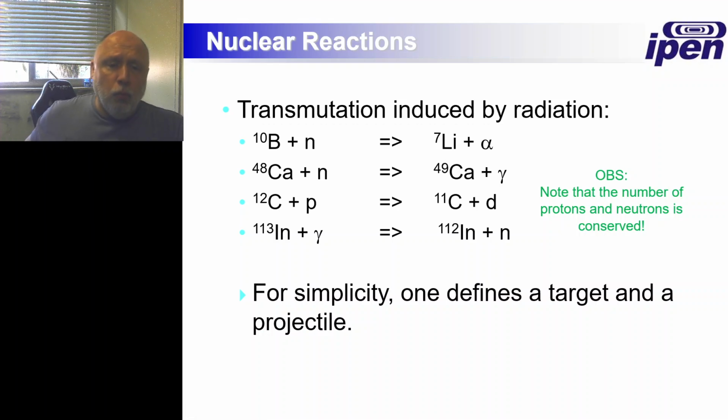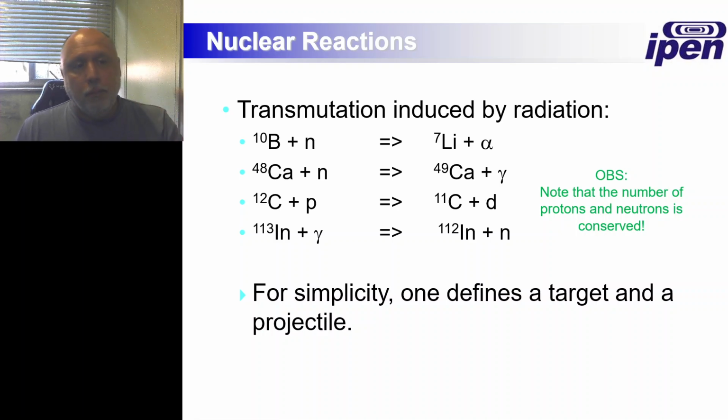For simplicity, we define a target and a projectile. So for simplicity, we say this neutron collided with a boron nucleus. The neutron collided with the calcium nucleus. The proton collided with the carbon nucleus. We always think of the lighter particle as colliding with the other. And I say this is for simplicity because if we invert the reaction, with a proton target and we fire carbon-12 nuclei at it, the reaction will be exactly the same. The products will be exactly the same, nothing will change.